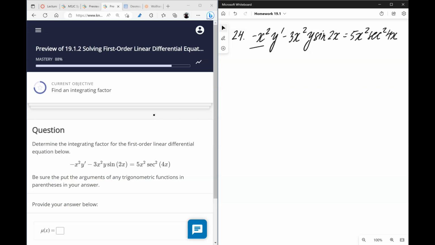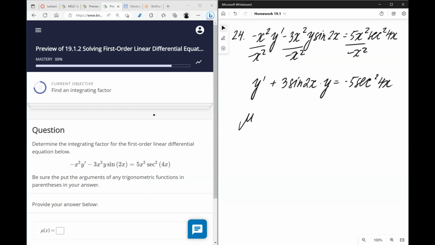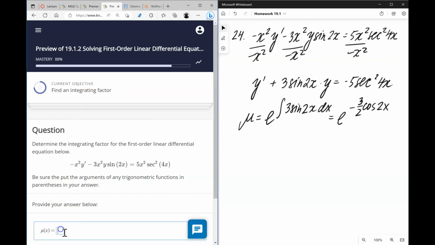So I guess the key here is not to forget to write the equation in standard form. Otherwise, you will be working with the wrong P and Q. So the integrating factor here will be e to the power integral of 3 sine 2x, which is negative 1/2 of cosine 2x. So let's go ahead and enter that.